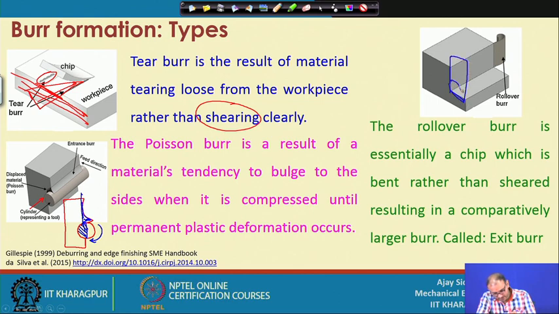So, this is your cutting tool and you are going in this direction. Once your cut is over, at the end, if some chip is available, that chip gets bent over instead of being continuously removed from the workpiece, and your tool has completely passed. Whatever the bending of this chip is, this is called rollover burr.